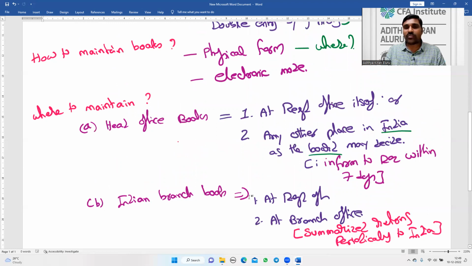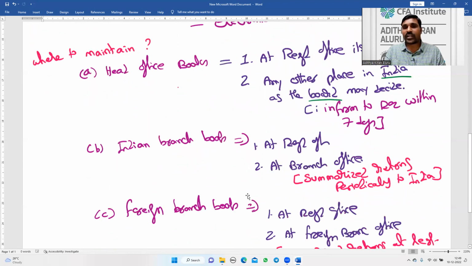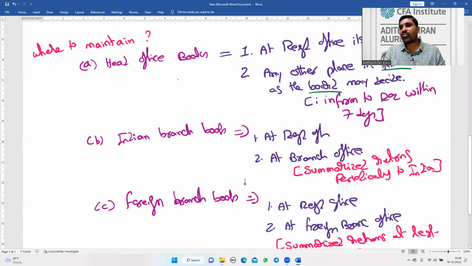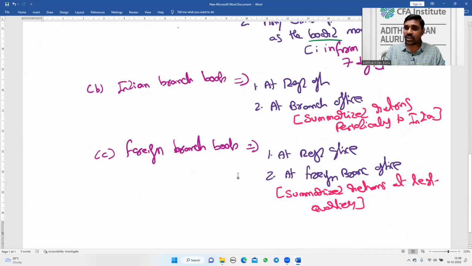So when the books are maintained in physical form: head office books at the registered office itself or another place in India, as the board may decide. Indian branch books at the registered office itself or at the branch office; if maintained at the branch office, we have to send summarized returns periodically to India. Foreign branch books at the registered office or at the foreign branch, with summarized returns at least quarterly.